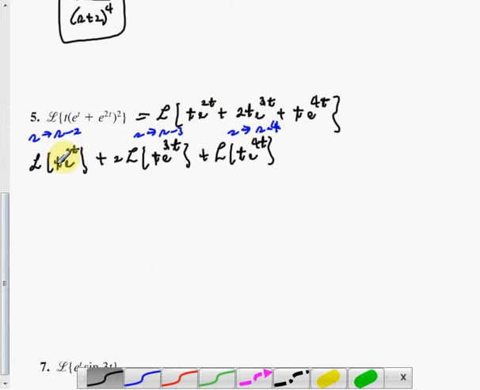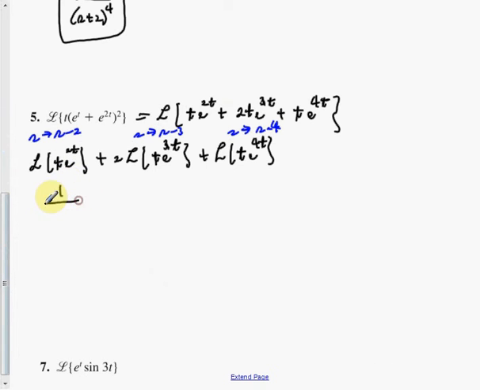So the Laplace transform of t is 1 over s squared, so this is 1 over s minus 2 squared, plus the Laplace transform of t, again, is 1 over s squared. There's a 2 sitting there, so it's going to be 2 all over s minus 3 squared, plus the Laplace transform of t again is 1 over s squared, but s is translated to s minus 4, so this is s minus 4 to the second power. Any questions there?